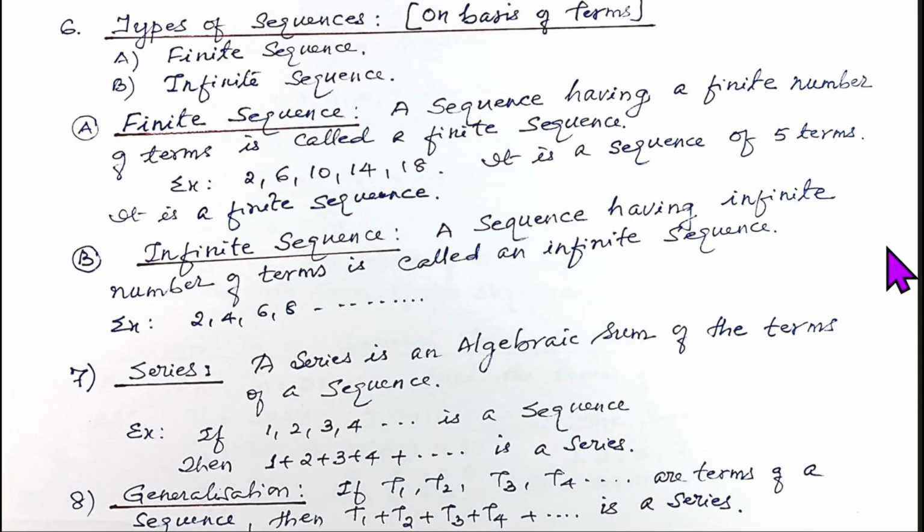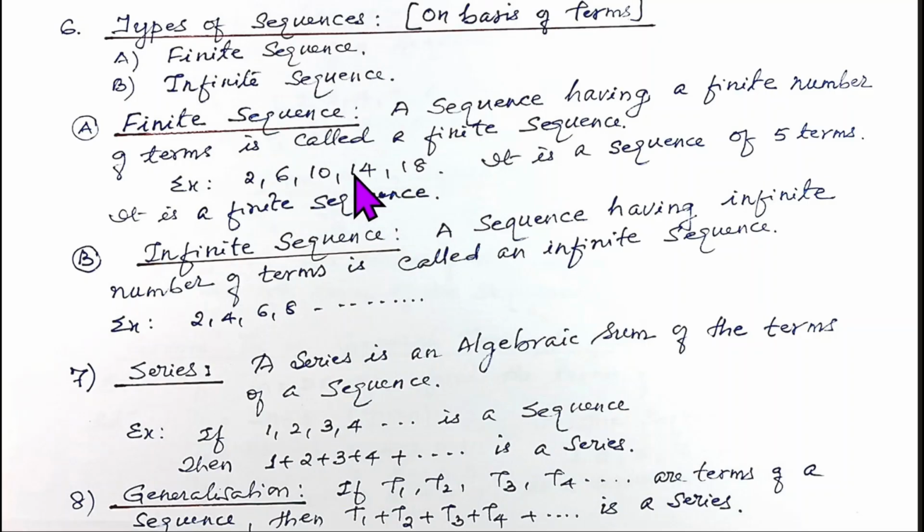Remember that. Now the types of sequences on the basis of terms. Very interesting here. The types of sequences on the basis of terms. That means how many terms are there forming the sequence. Now we have got two different types of sequences. One is the finite sequence, the other one is the infinite sequence. A sequence having a finite number of terms is called a finite sequence. Means the terms are countable here. The definite terms are there.